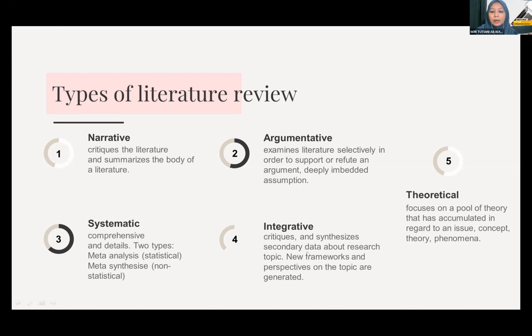Okay, and then the next one will be integrative. Okay, when we are talking about integrative, it is about the secondary data. Okay, dia bukan primary data. So kita akan critics and synthesize the secondary data about the research topic. Usually secondary data ni dia datang daripada secondary data lah, dia bukan daripada primary data of the research. Okay, so means for example, kalau saya bagi contoh mudah lah kan, I think all of you also understand about the secondary data.